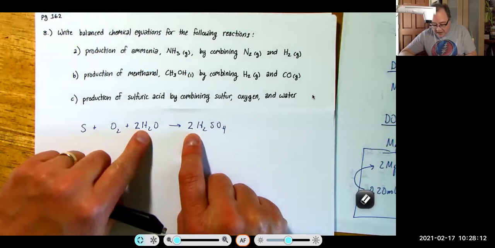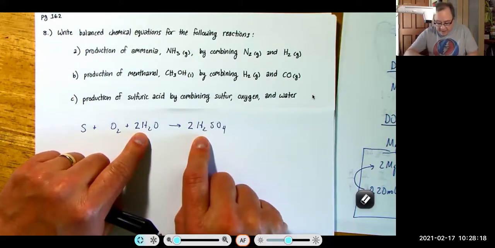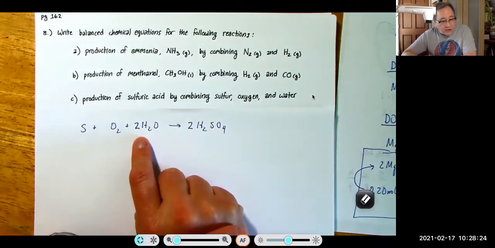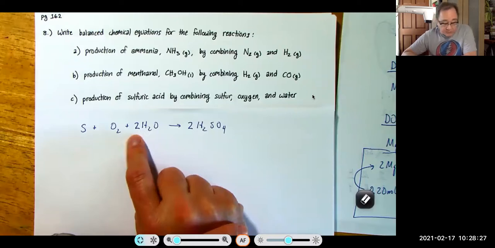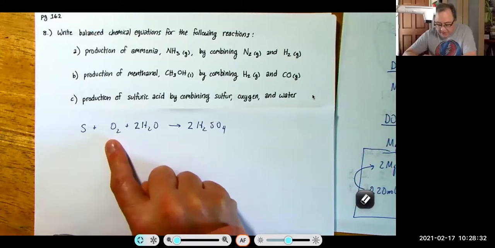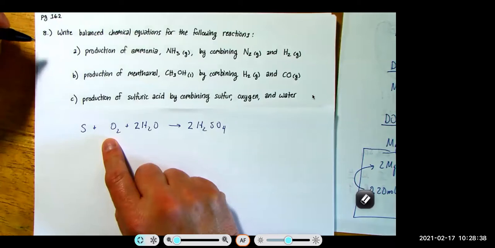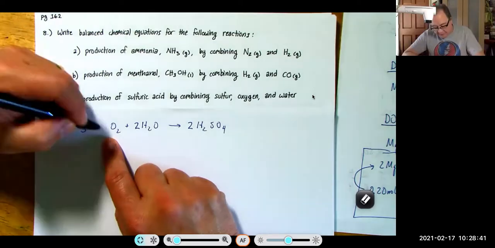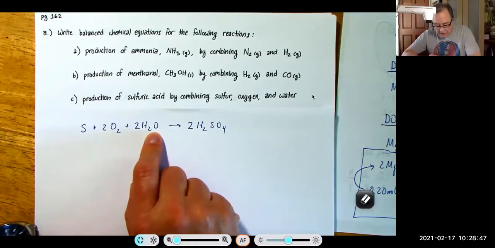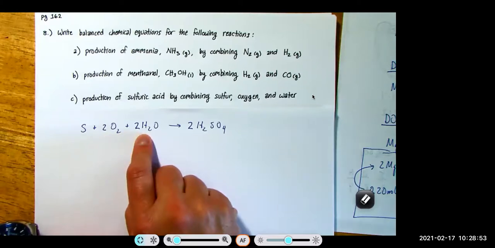So we have 4 hydrogens. How many oxygens on the product side? 8. How many on the reactant side? 4. How can we get 4 more oxygens without changing the number of hydrogens? Just put it on the O2. So what do we want to put here so that we have 8 oxygens total? 2. Okay, let's try it. What's 2 times 2? It's only 4. And what's 2 times 1? 2. What's 4 plus 2? Not 8. Okay, that didn't work.